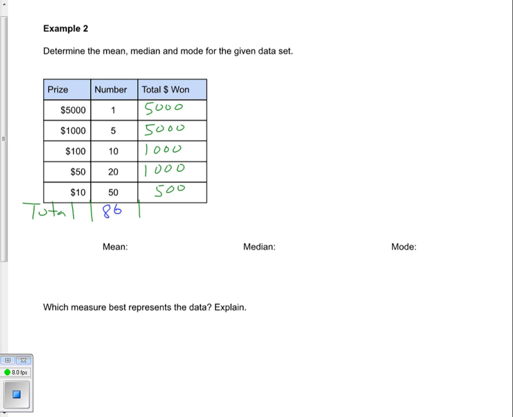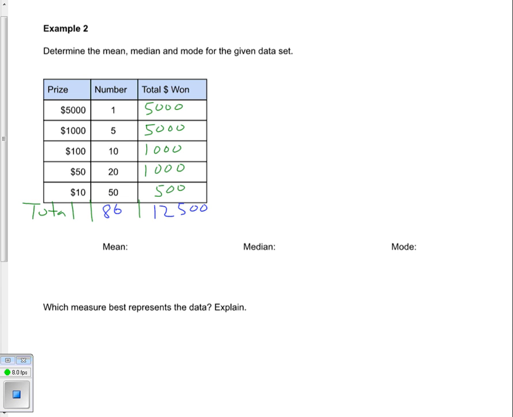And in total, the amount of money that can be won is 5,000 plus 5,000 is 10,000, plus 1,000 plus 1,000 is 12,000, plus 500. So there's a grand total of $12,500 in winnings that are up for grabs.